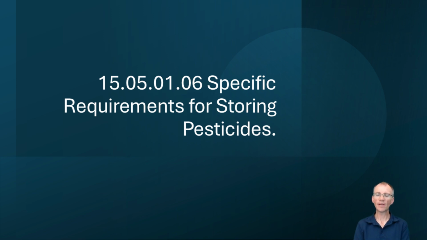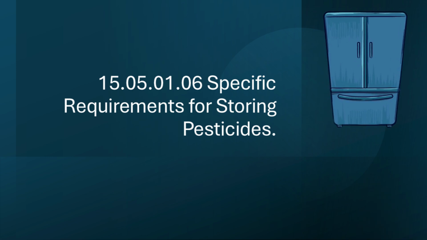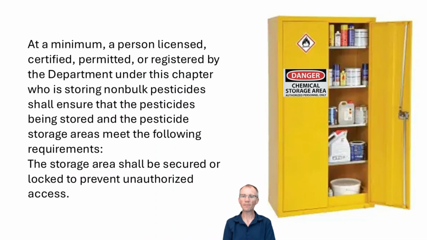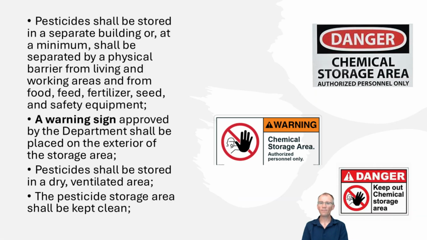15.05.01.06 Specific requirements for storing pesticides. At minimum, a person licensed, certified, permitted, or registered by the department under this chapter who is storing non-bulk pesticides shall ensure that the pesticides being stored and the pesticide storage areas meet the following requirements. The storage area shall be secured or locked to prevent unauthorized access. Pesticides shall be stored in a separate building or at a minimum shall be separated by a physical barrier from living and working areas and from food, feed, fertilizer, seed, and safety equipment. A warning sign approved by the department shall be placed on the exterior of the storage area.